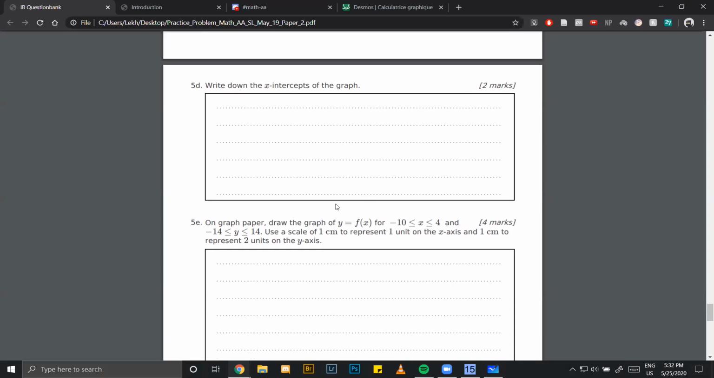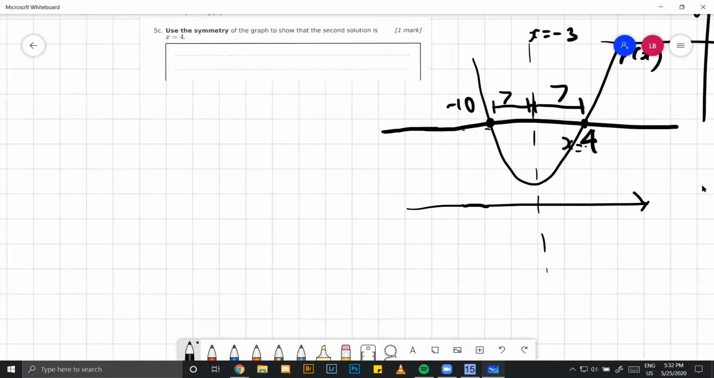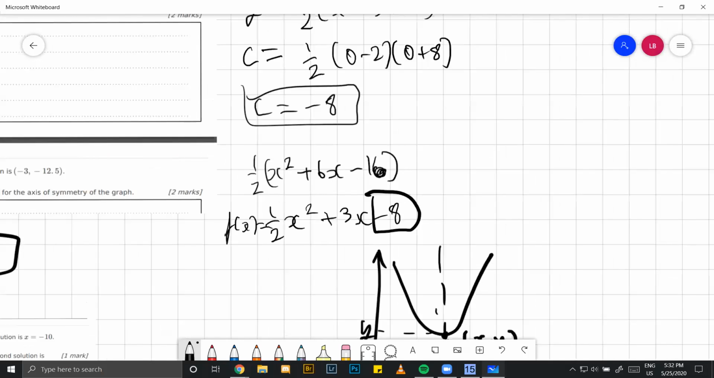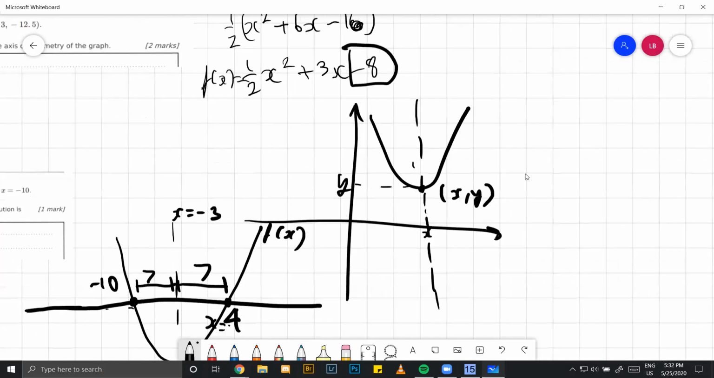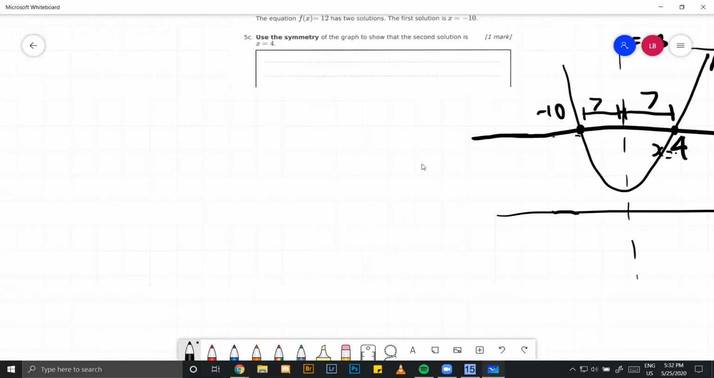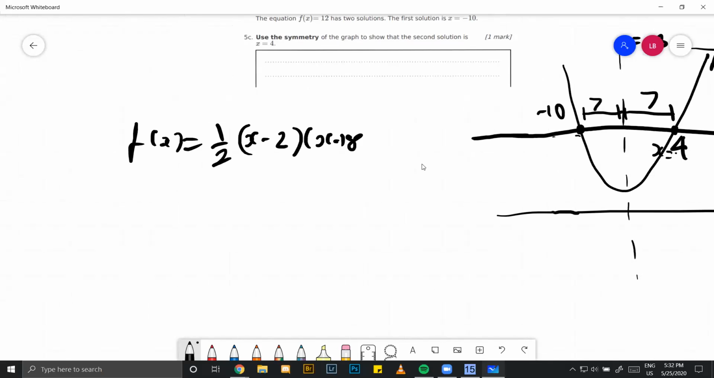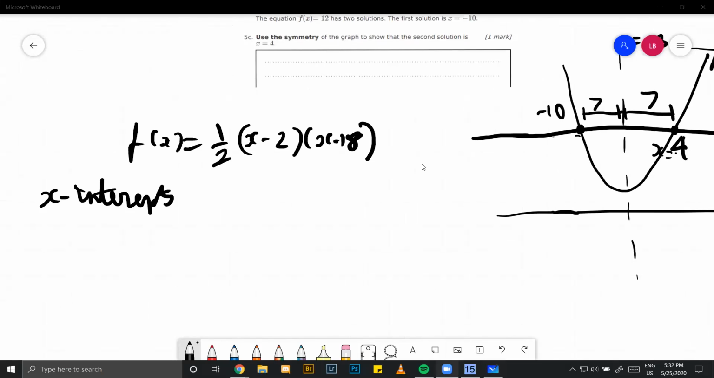Write down the x-intercepts of the graph. Okay, x-intercepts of the graph. So let me just write down what f of x is again. f of x is half times x minus 2 times x plus 8. Write down the x-intercepts is what was necessary.